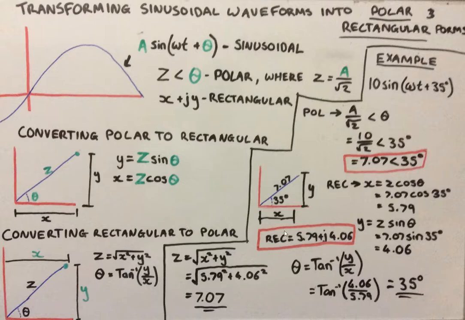And if you wanted to convert its rectangular form back into its polar form, you have Z equals the square root of x squared plus y squared, which equals the square root of 5.79 squared plus 4.06 squared, which will equal 7.07, which is the same as what we had here. And θ will equal the inverse of tan y on x, which is the inverse of tan 4.06 on 5.79, which will equal 35 degrees, which is what we had there as well.